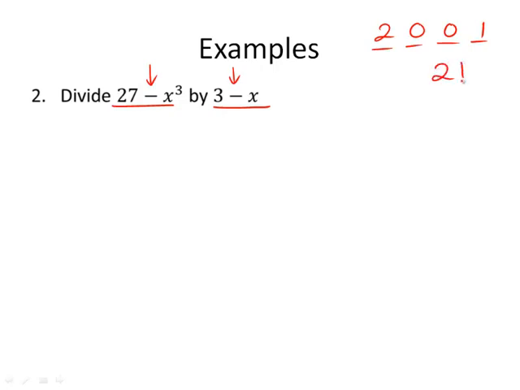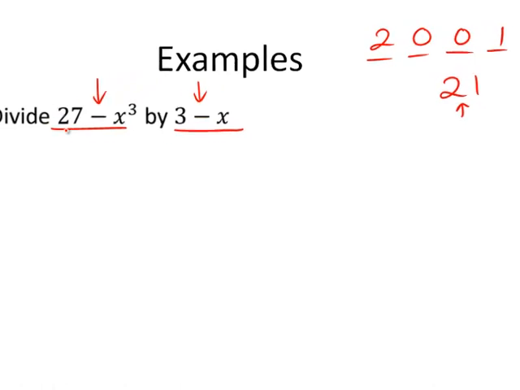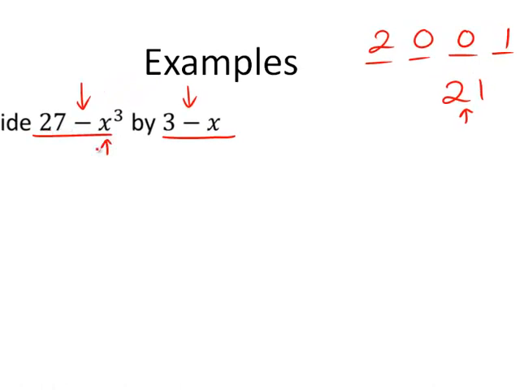Well, that wouldn't really work, would it? Because 21 means something completely different than 2001. So we want to start with the highest degree and rearrange each one so that everything is written in order. Let's rewrite it. That would be negative x cubed.